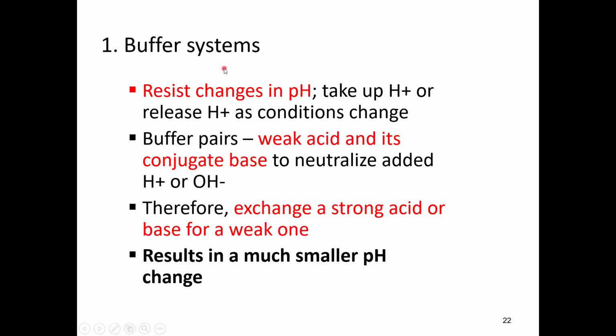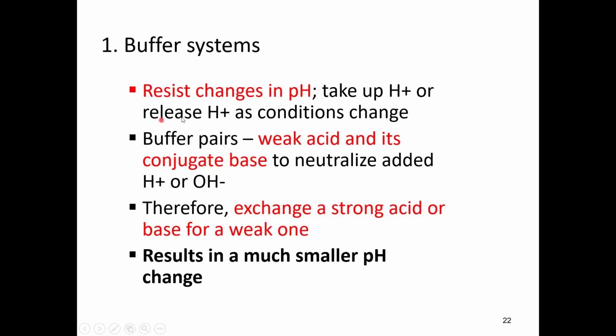First of all, we are going to discuss buffer systems. What are buffers? Buffers are chemical substances that resist changes in pH, because they have the capability and tendency to take up hydrogen or release hydrogen as the condition changes. If the hydrogen ions increase, they take up hydrogen, and in this way they resist changes. If the hydrogen ion concentration decreases, they release hydrogen from their structure and maintain the pH. Because how are they doing so?